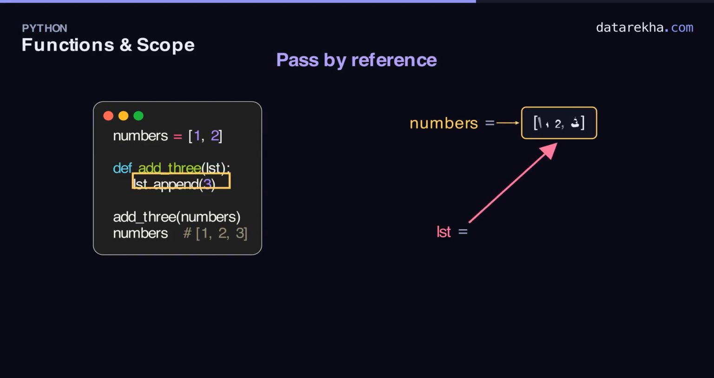Now lst.append(3) mutates that shared list in place. And because numbers points at the very same object, numbers now reads [1, 2, 3]. The change is fully visible to the caller. Mutating reaches through. Rebinding does not.